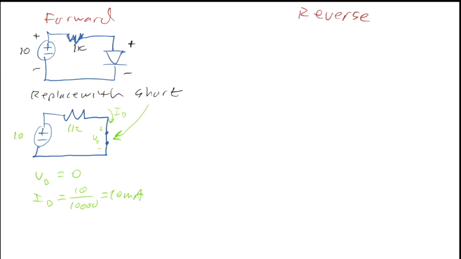So if we had the reverse bias case, same circuit, same diode configuration. I have a question. Go ahead. Where did you get the 10K from? Oh, it's 1K. Okay. And 10 over 1K is 10 milliamps anyway.